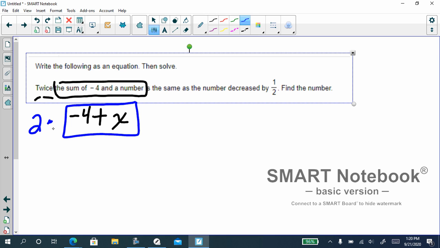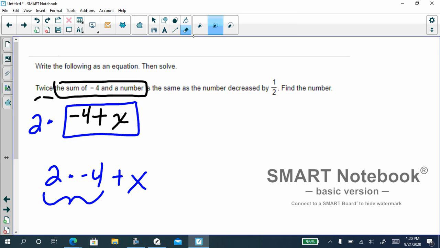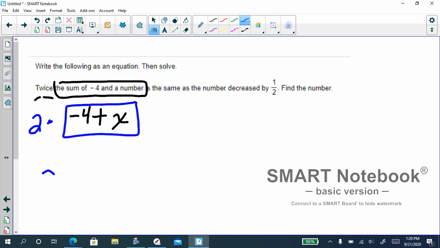Now we have to be careful because if we write that as 2 times negative 4 plus x, order of operations is only going to have the negative 4 multiplied times 2. But we're wanting to double everything inside that rectangle. So to double all of that, we're going to put a parenthesis around the negative 4 plus x. So whatever is inside that parenthesis, we're doubling it. We're multiplying it times 2.